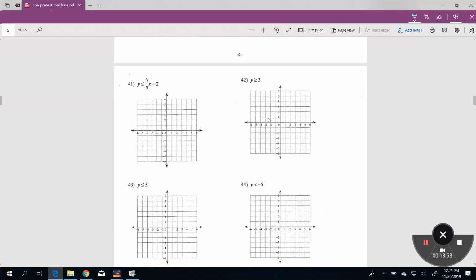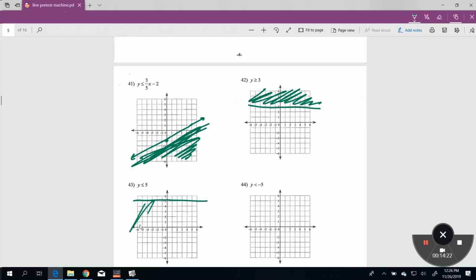Whoa. So y is less than or equal to 3/5 x minus 2. So here's negative 2. I go up 3, right 5, 1, 2, 3, 4, 5. Solid line. Y is less than, so that's these values down here. Y is greater than or equal to 3. There's 3, greater than that. Y is less than or equal to 5. There's y is equal to 5. Less than or equal is down here.